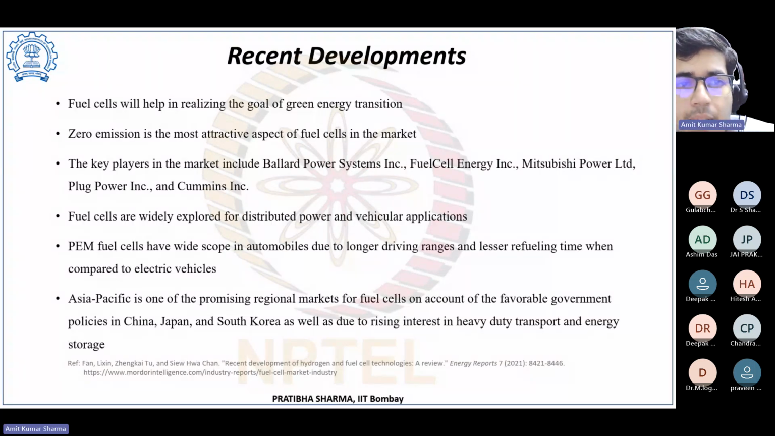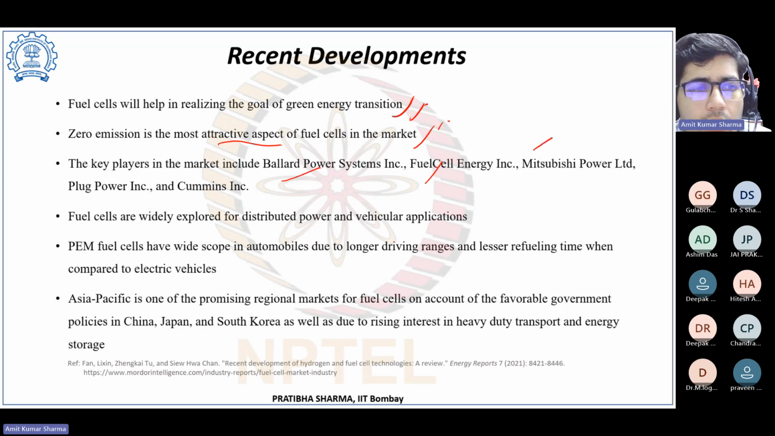Now the recent developments in fuel cells. Fuel cells will help in realizing the global goal of green energy transition, because we can directly use hydrogen and the output is water. So there are no emissions. Zero emission is the most attractive aspect of fuel cells in the market. The key players in the market include Ballard Power Systems, FuelCell Energy Incorporated, Mitsubishi, Plug Power, and Cummins.